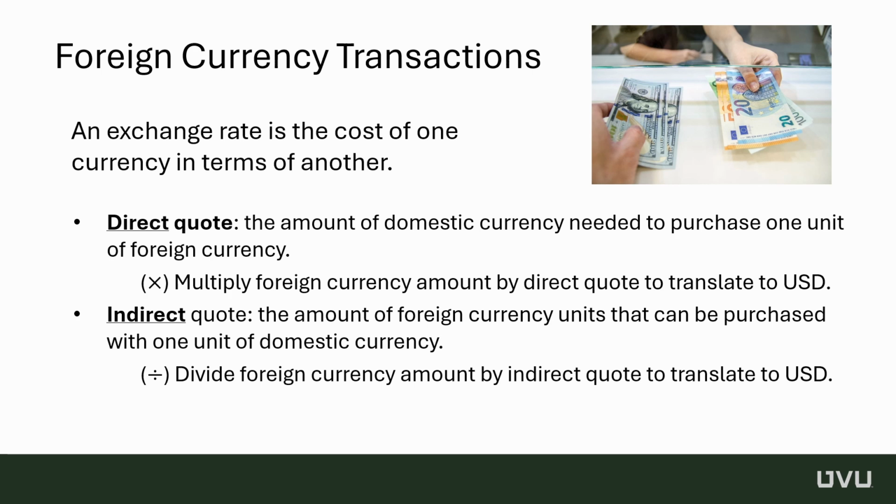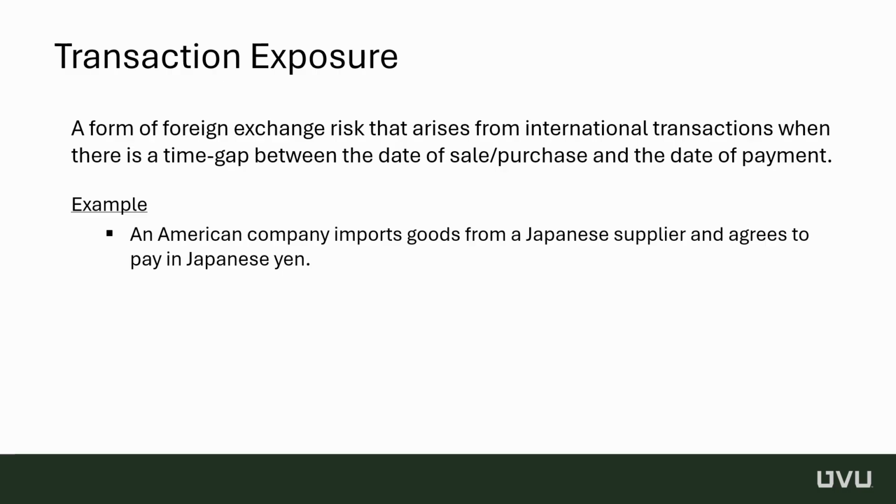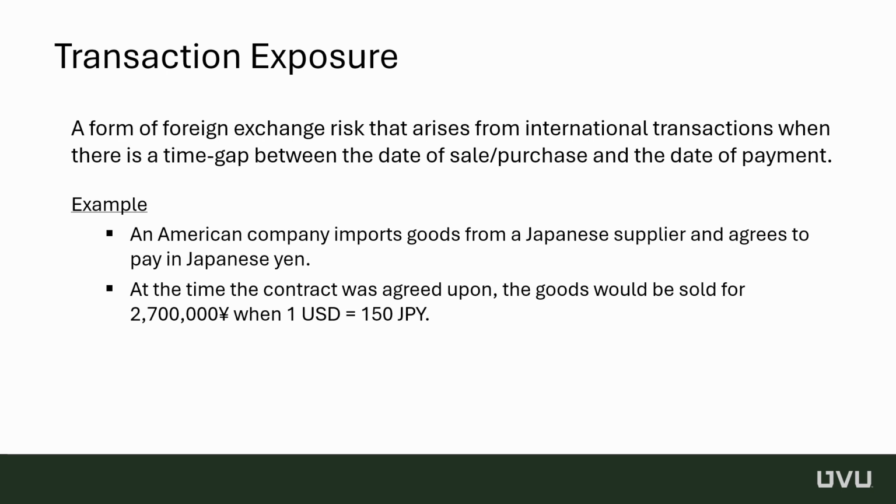But now let's think about why exchange rates and their changes over time matter. I'm going to introduce this through the concept of transaction exposure. It is one type of foreign exchange risk that exists when there's a time gap between the initiation of a contract and its settlement. Let's illustrate this through an example. Suppose an American company imports goods from a Japanese supplier and agrees to pay in Japanese yen. At the time the contract is agreed upon, the purchase price is 2.7 million yen and the exchange rate is $1 US equaling 150 Japanese yen.